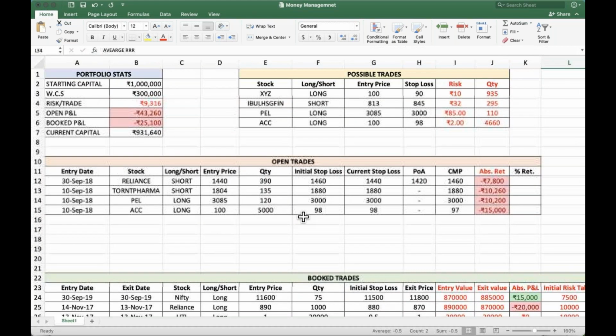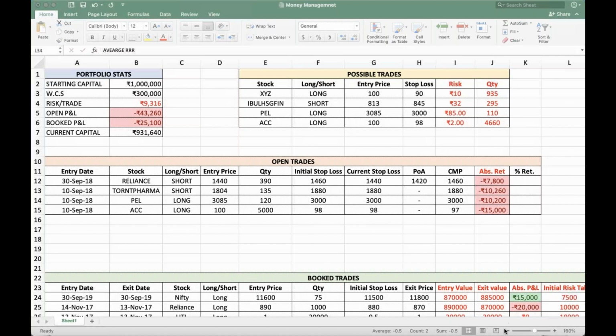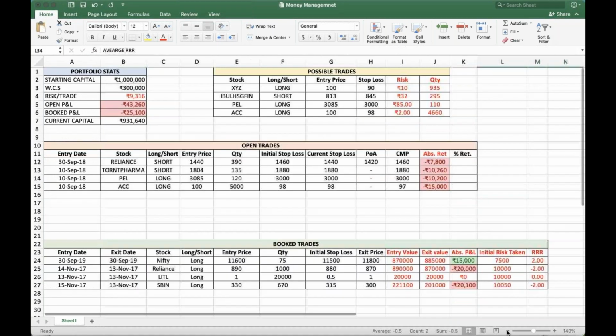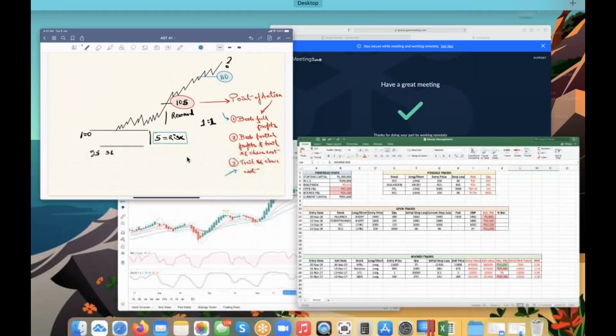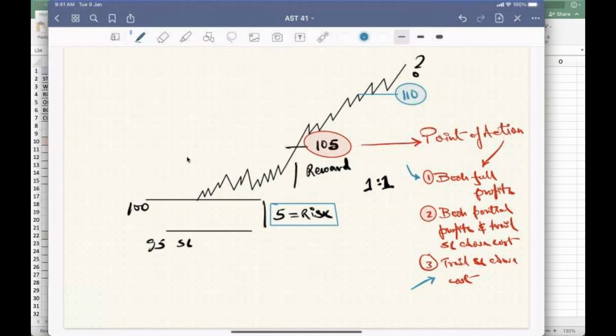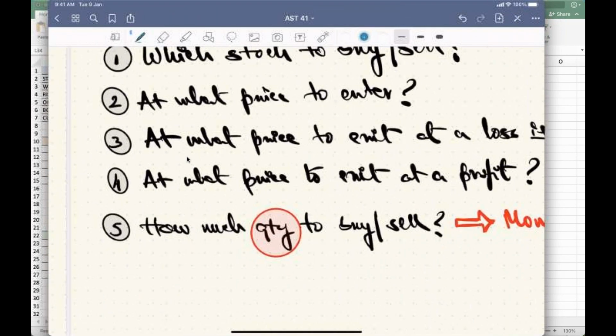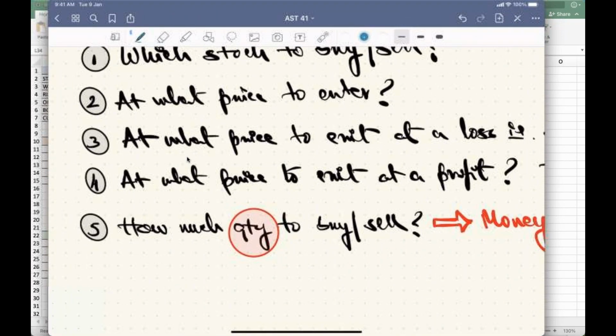Right? So this is the Excel sheet which I've created. This is the logic of the sheet and the money management approach. The foremost idea of this sheet is the 5th question: how much quantity to buy or sell? That is the key idea, because we don't want to decide on the quantity on our whims and fancies every time we get a trade. We want a certain rule-based approach based on which we would decide on the quantity. Make use of the sheet, change it as per your requirements.